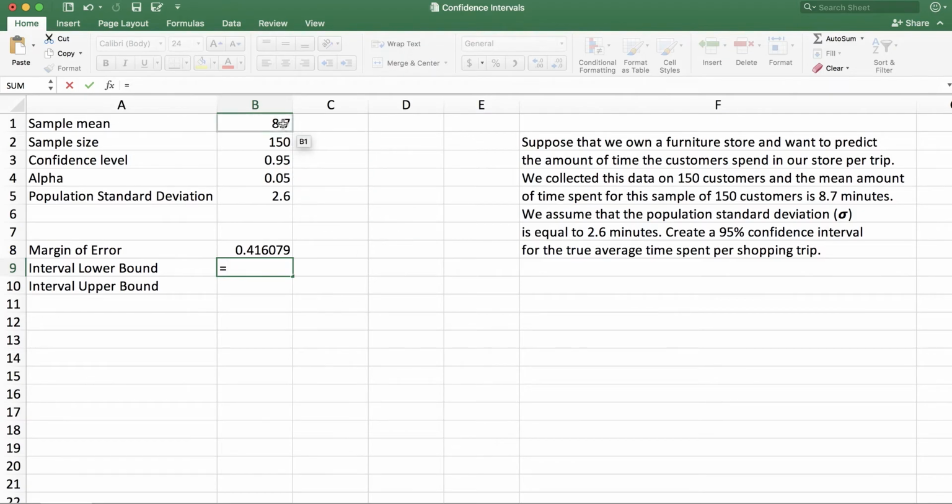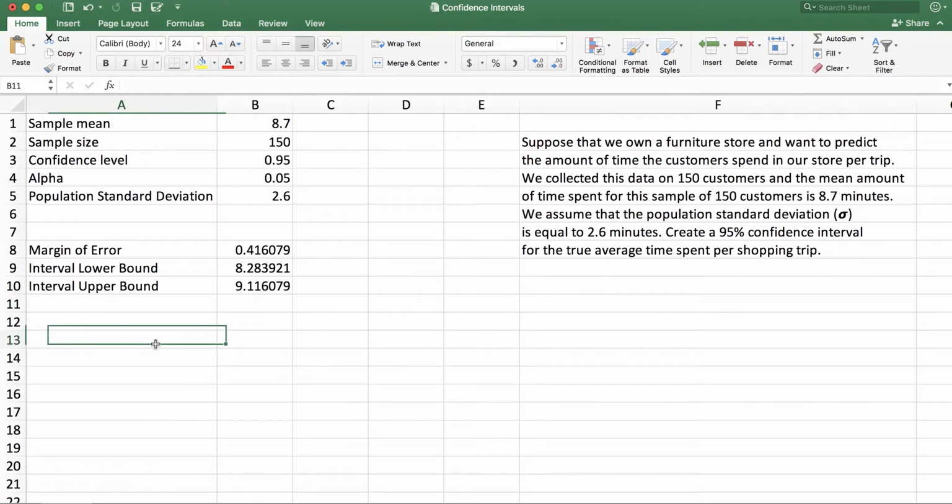And to do that, I'm going to first calculate my lower bound by subtracting the margin of error from the sample mean. So B1 is my sample mean minus B8, which is my margin of error. That gives me the lower bound for this confidence interval. And the upper bound will be the sample mean plus the margin of error B8. So the upper bound of my confidence interval is 9.11.